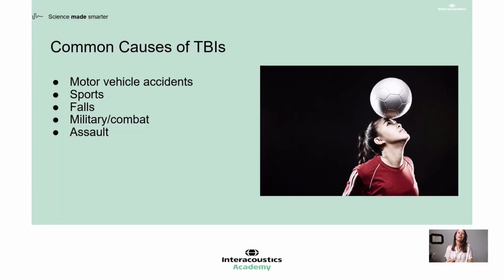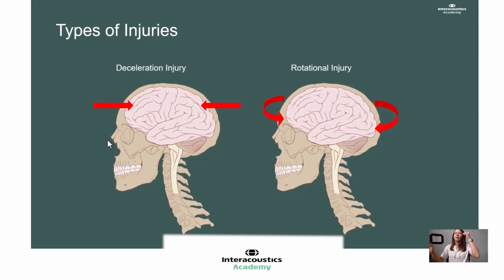There's a lot of different things that can cause traumatic brain injuries, everything from accidents in the car, sports, falls, being in military or some sort of combat type event, or some sort of assault. And depending on the type of head injury, it can result in a variety of different symptoms. Now, the origins of the issue that's going on in the brain can be impacted by the type of injury, because how you are hit affects how your brain moves within your skull.